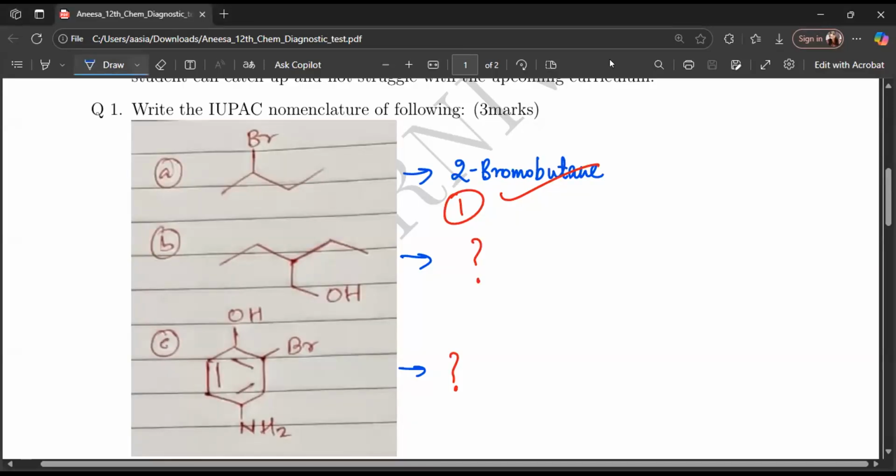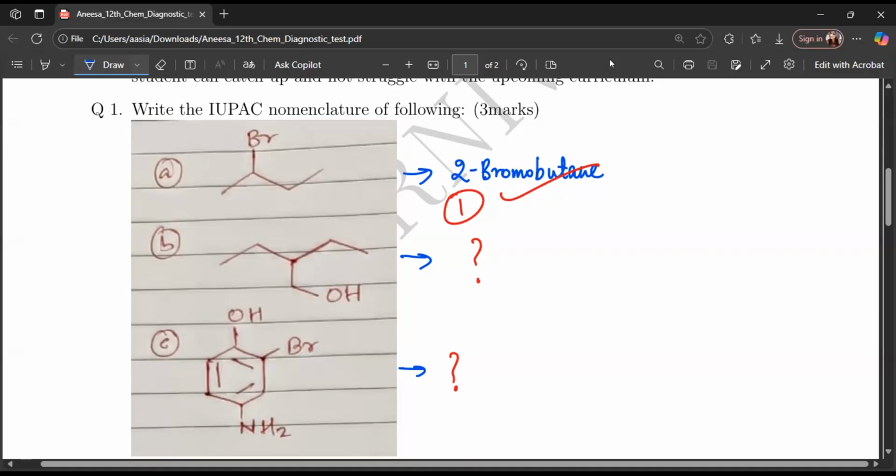First question, we have done it correctly because it was very simple, right? So IUPAC nomenclature is basically a system which provides a standardized way to name all organic compounds, and each compound has a unique name according to IUPAC. Do you know the full form of IUPAC? International Union of Pure and Applied Chemistry. Yeah, very good.